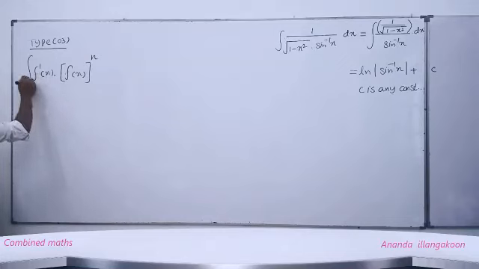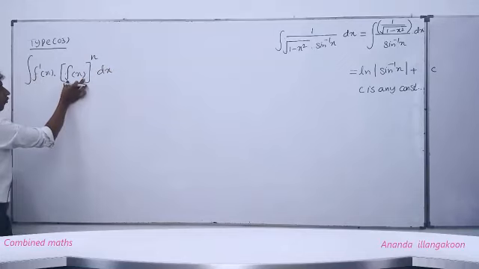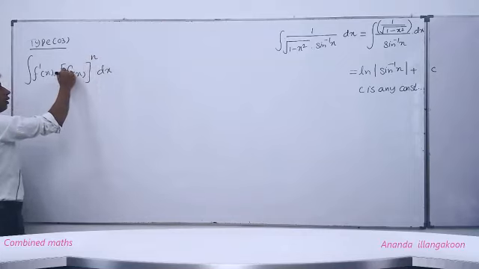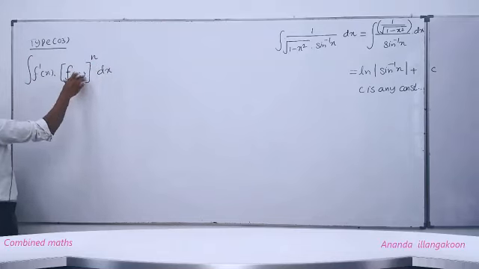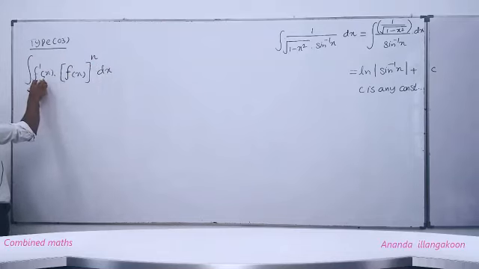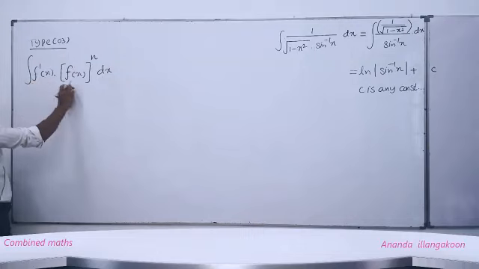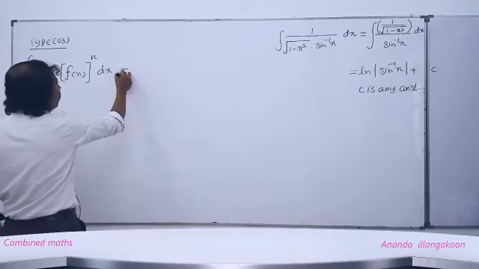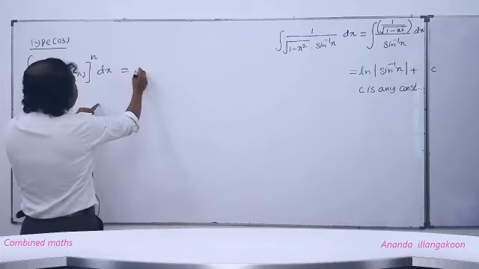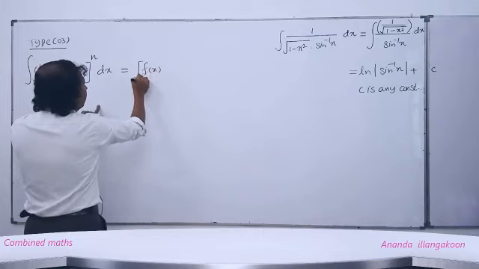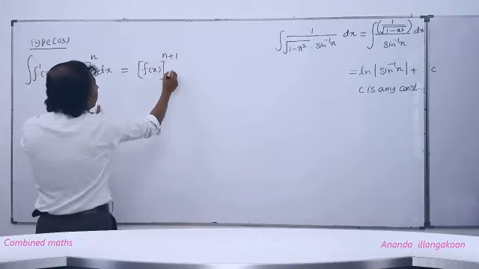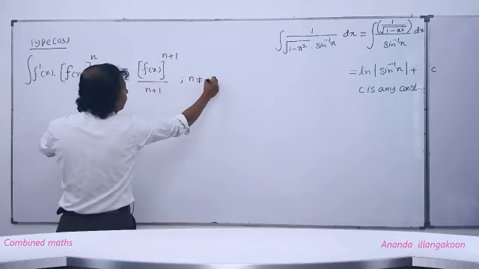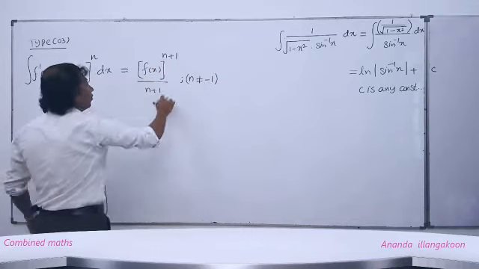If we have this kind of integrand, f(x) to the power n, and the derivative of this f(x) available as a product, then the integral is going to be, people, adding 1 to this power: f(x) to the power n plus 1 divided by the new power n plus 1, where n is not equal to minus 1. This is how we take the answer.